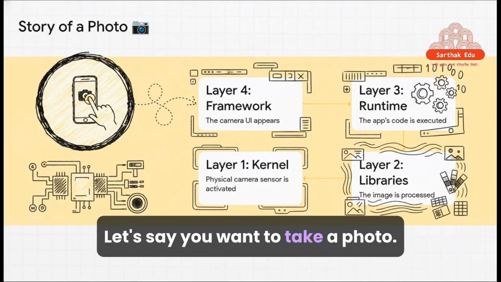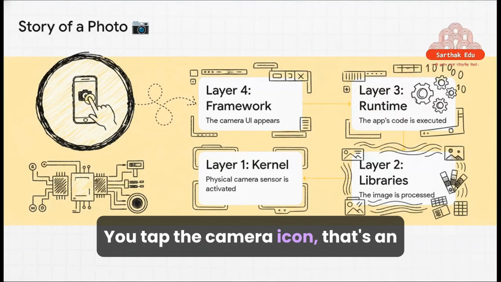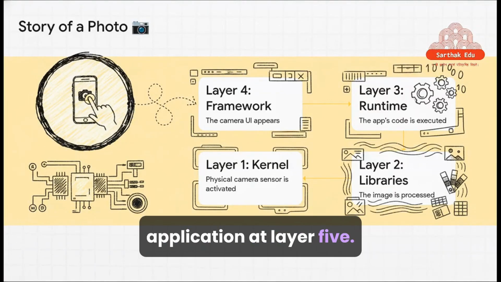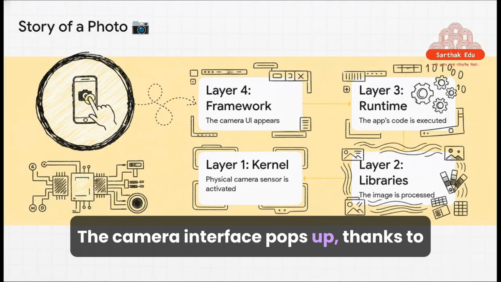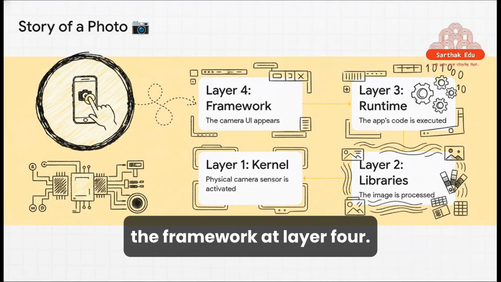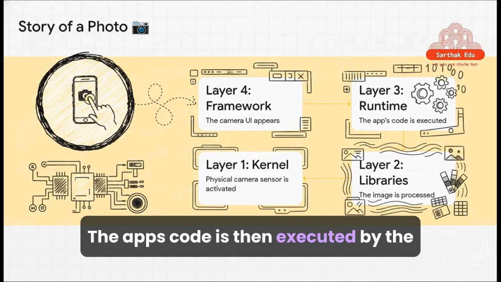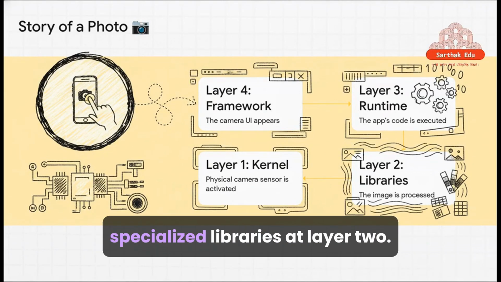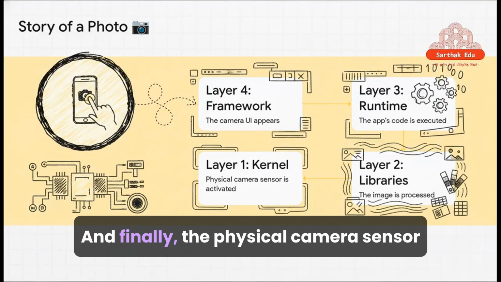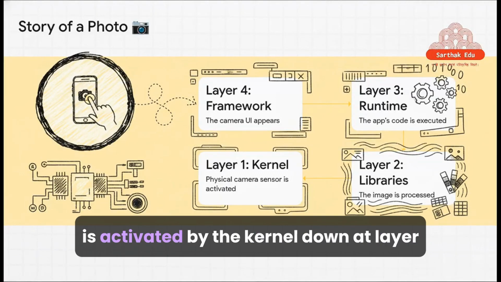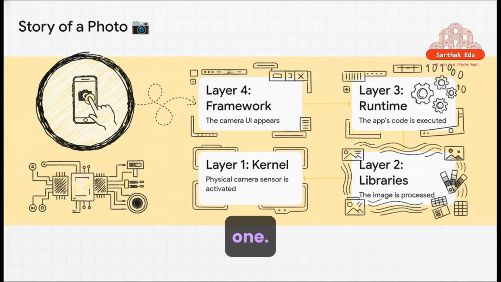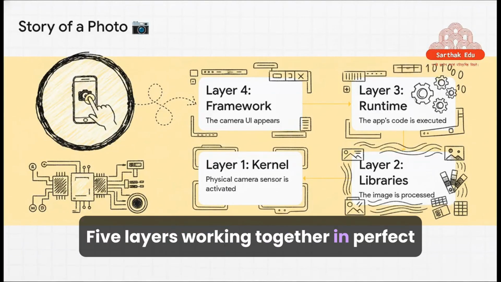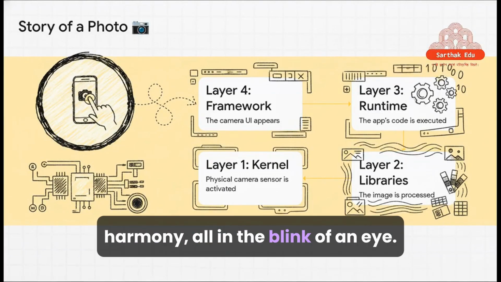Let's say you want to take a photo. You tap the camera icon, that's an application at layer 5. The camera interface pops up, thanks to the framework at layer 4. The app's code is then executed by the runtime at layer 3. The image processing is handled by the specialized libraries at layer 2. And finally, the physical camera sensor is activated by the kernel down at layer 1. 5 layers working together in perfect harmony, all in the blink of an eye.